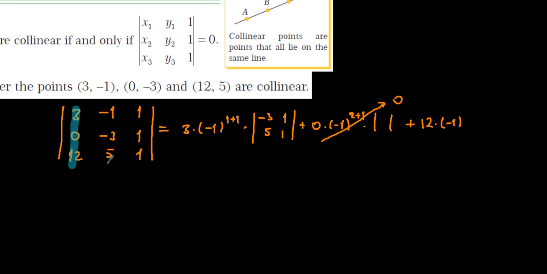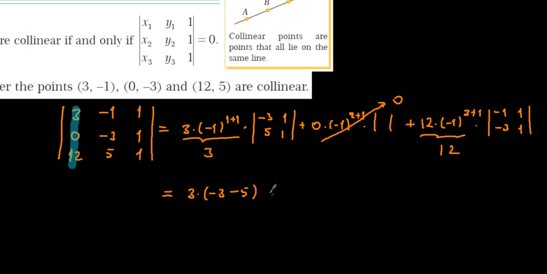minus 1 to the power of, this is the third row, first column again, 3 plus 1 it should be, and times the minor, which is going to be minus 1, 1, and minus 3, and 1. So with respect to that, this expression is going to be equal to 3, and this expression is going to be equal to 12. And then 3 times minus 3 and minus 5 it has to be.